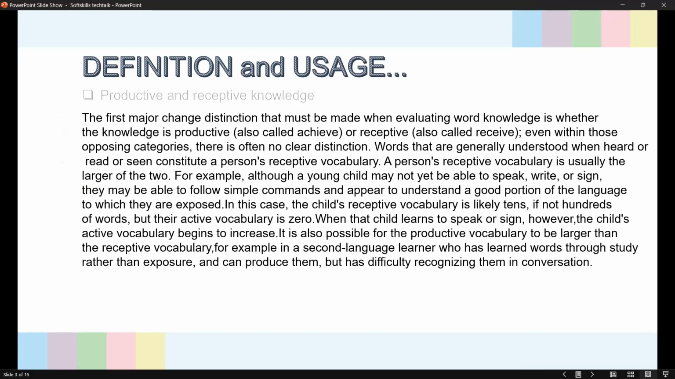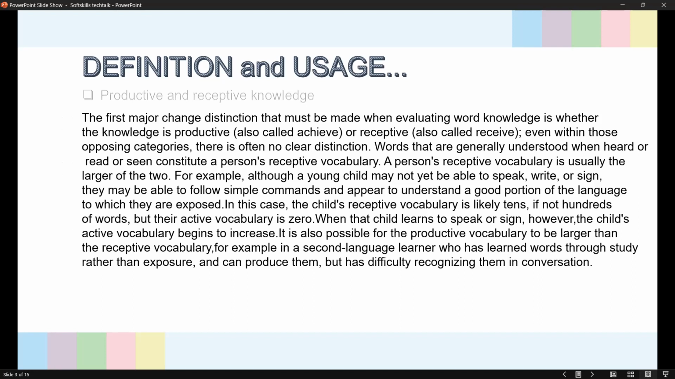Definition and usage. Productive and receptive knowledge. The first major distinction that must be made when evaluating word knowledge is whether the knowledge is productive, also called active, or receptive, also called passive. Even within those opposing categories, there is often no clear distinction. Words that are generally understood when heard or read or seen constitute a person's receptive vocabulary. A person's receptive vocabulary is usually the larger of the two.